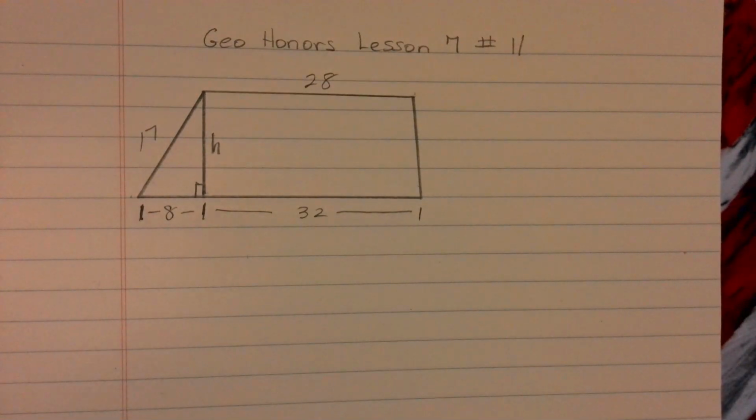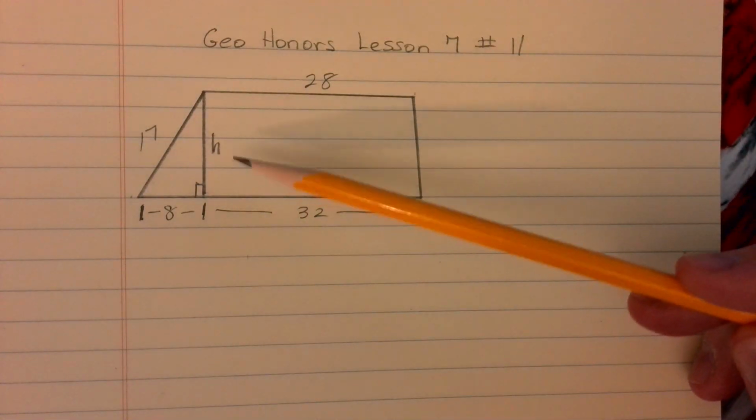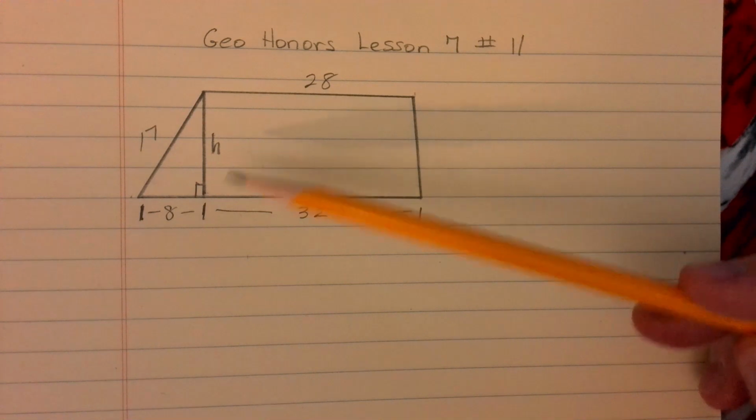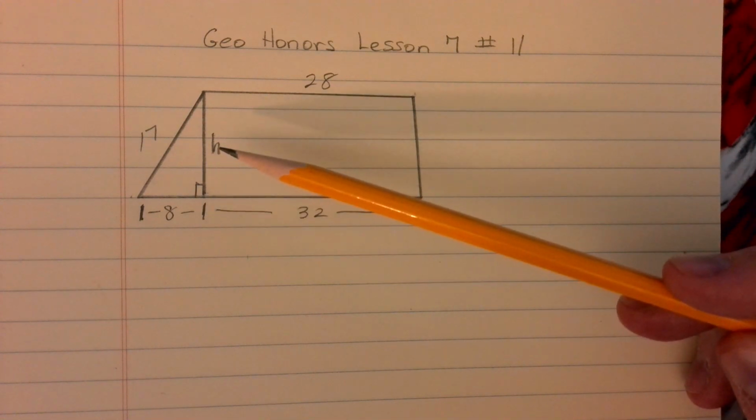This is Mr. Rowe. We're looking at Geometry Honors. This is Lesson 7. And here's an example like number 11. So this is a trapezoid and you're asked to find the area. But there's some issues. Well, number one, we don't know the height of the trapezoid, so we have to figure that out. But we are given some information here.